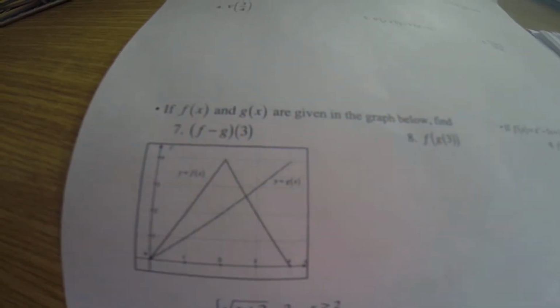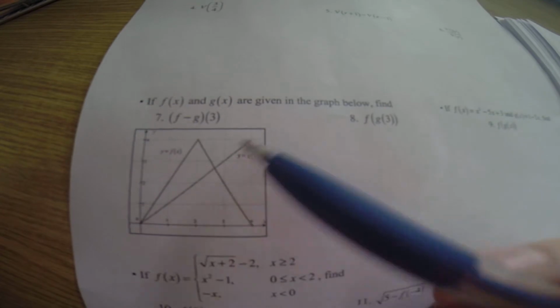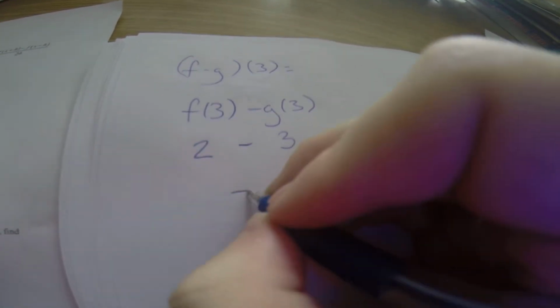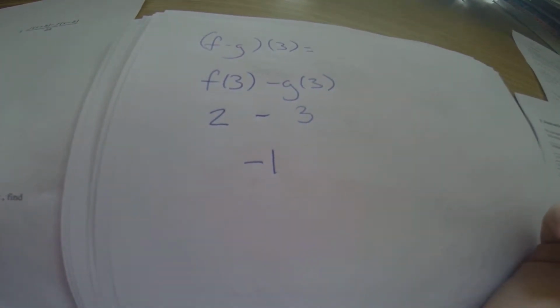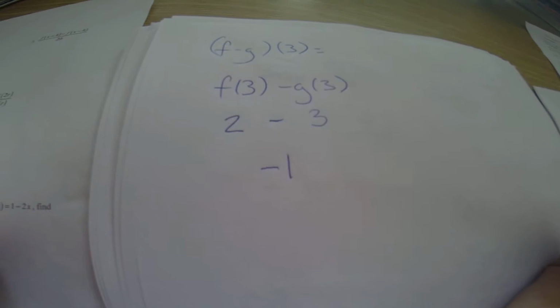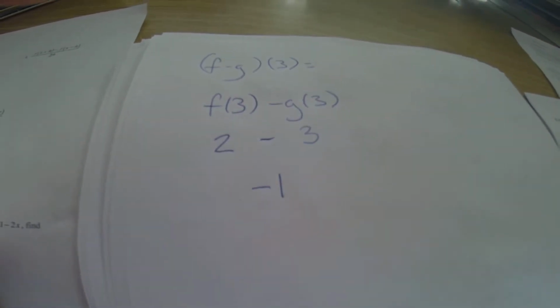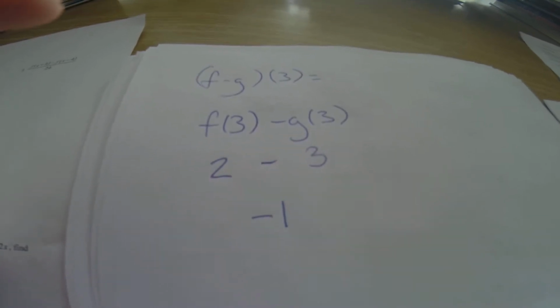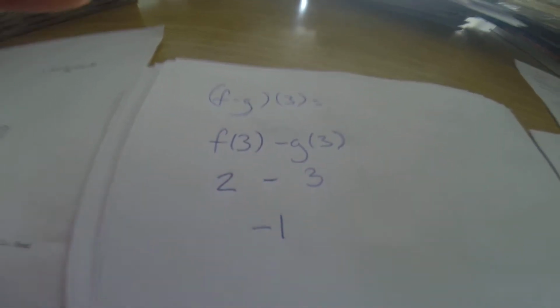Alright? Then you go to g of 3. So g of 3 is the straight line, and g of 3 is 3. So f of 3 is 2, g of 3 is 3, and the answer is -1. It's as easy as that. So you have to go from a graph to an equation. When you see that, you should get really happy. You're like, yeah, woohoo! Because the answer is very simple from there.